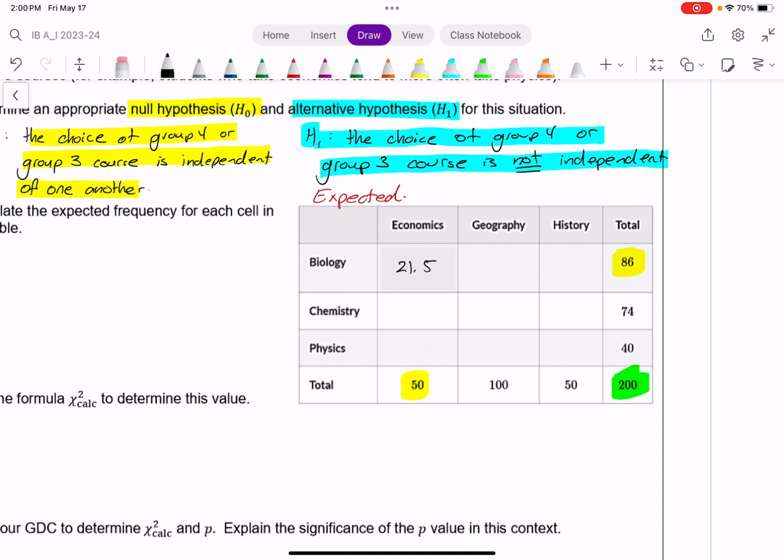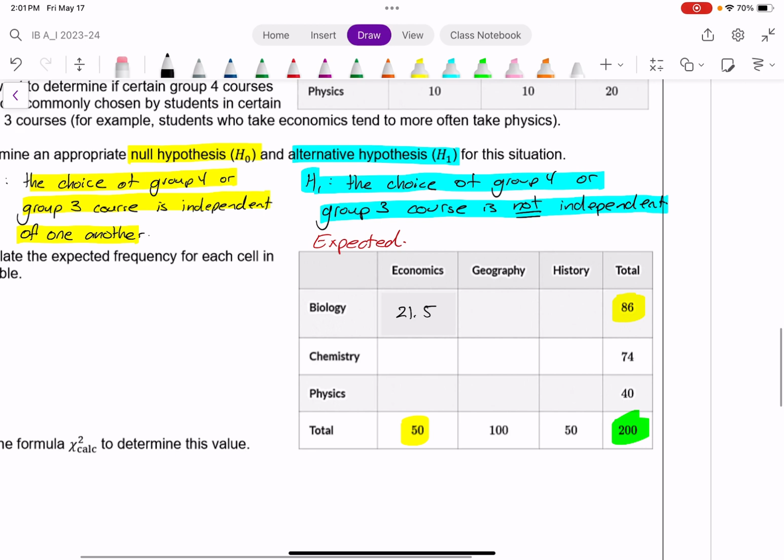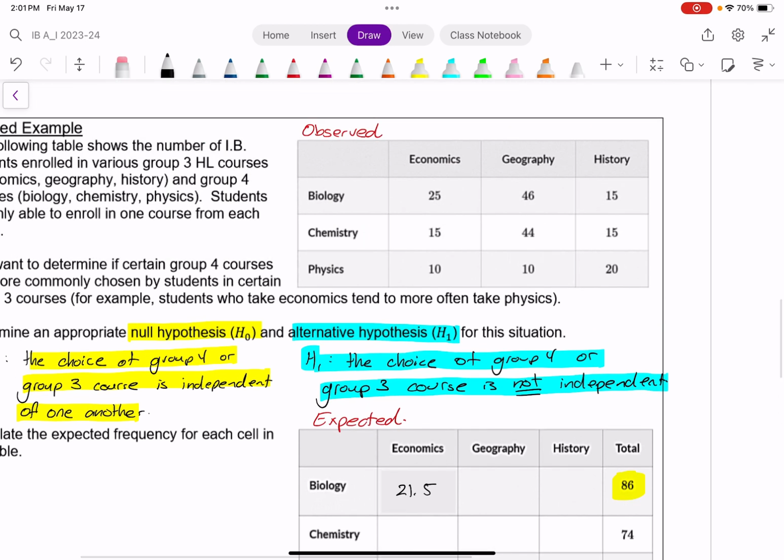So our expected value for that is 21.5, which means that mathematically, if there is no dependency at all between the courses students take, if it is all truly independent of one another, we would expect among 200 students to have 21 and a half students enrolled in that. Obviously, you're not actually going to have a half. What we want to eventually look at is how these values differ from the observed values.